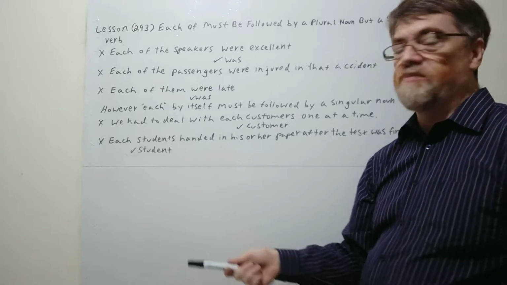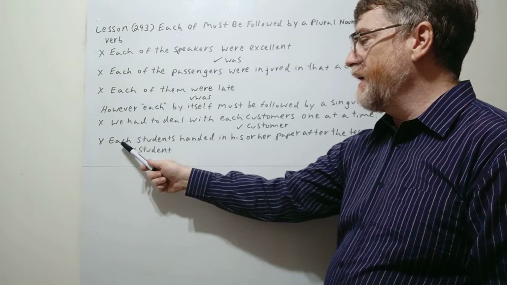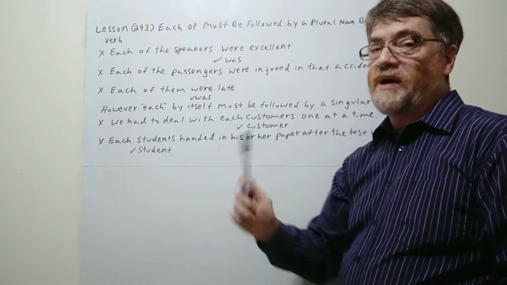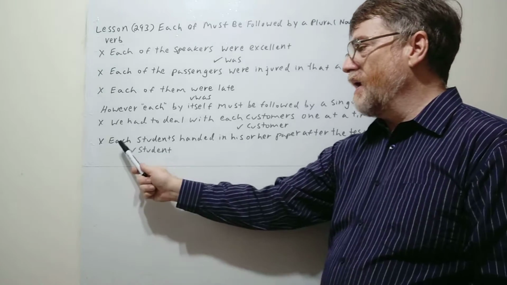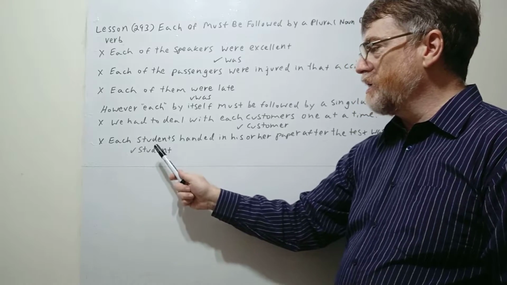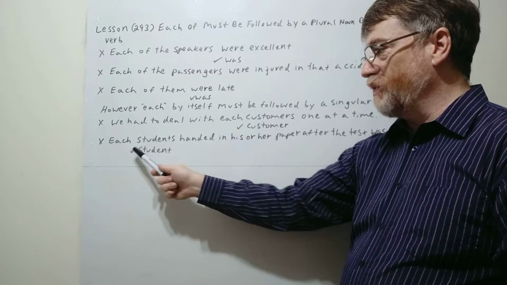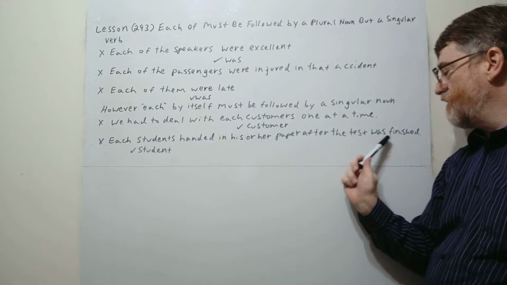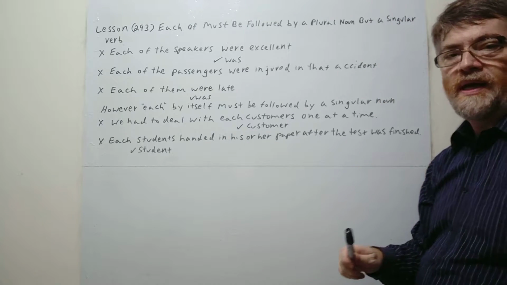And we have one more example like this. Each student, again, with the X, that would be wrong. If it's each by itself, not each of. Each student, with the check, that would be correct. Each student handed in his or her paper after the test was finished.